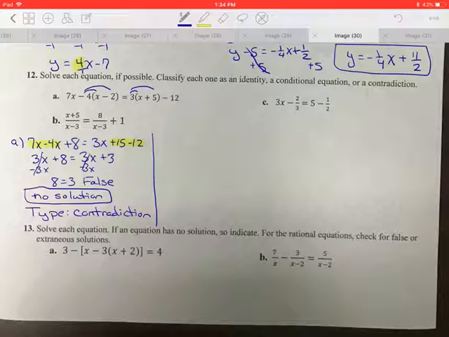Now B, we have some restrictions. If I look at my denominators, my only denominator is x minus 3. So remember, my denominator cannot equal 0. So that means that x cannot equal 3, because 3 minus 3 would give me 0. If I get a solution of x equals 3, I have to throw it out.